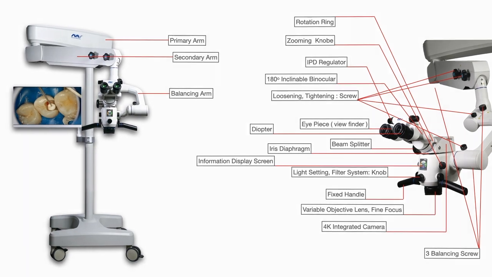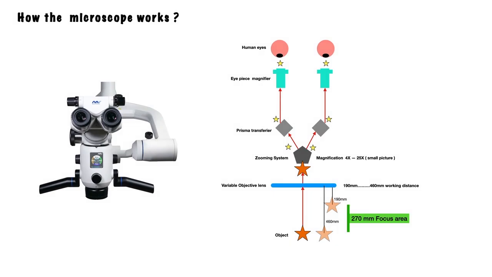Let me go to another topic, which is how the microscope works. The microscope works in this way. We have the objective lens, which is responsible for capturing the image and giving the zooming part. The zooming part makes the zoom, and through the prism it gives the image to your eye, but the picture here is small. So the eyepiece, which is 12.5x, will magnify again and give you the picture. This is the way that we deal with the object and we can see.